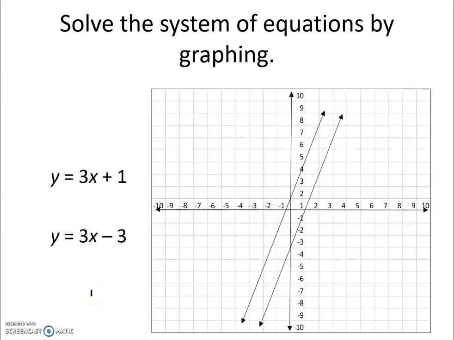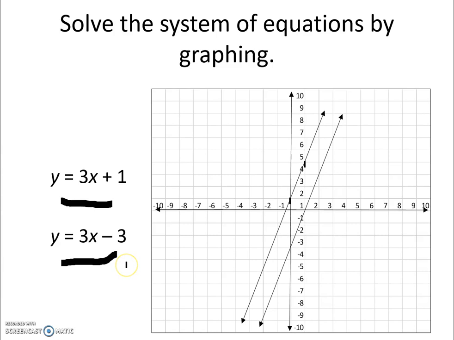Our next system of equations, y equals 3x plus 1, and y equals 3x minus 3. This one has a y-intercept of 1, which would be right here. From there, we go up 3 and over 1, and we put a line through it. And so there's our line that matches our equation, y equals 3x plus 1.